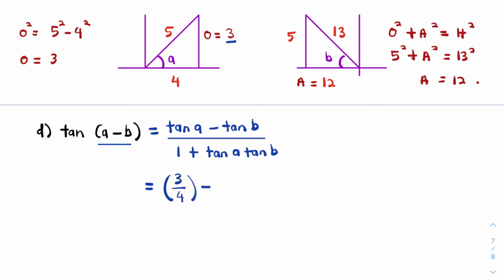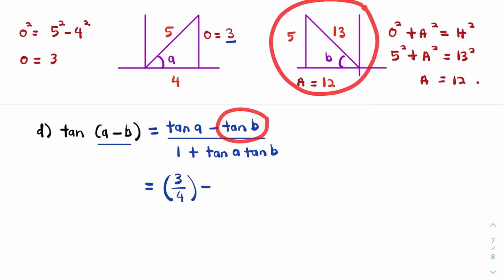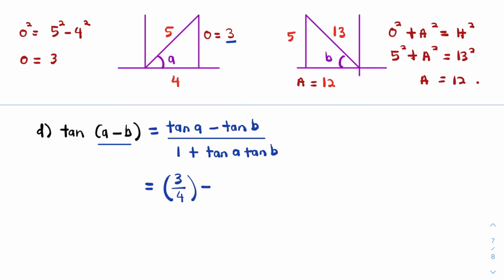Minus, now tangent B, the triangle with the angle B. Because it falls on quadrant 2, for add sugar to coffee, tangent will be negative, only sine is positive. So be careful on that. This one is quadrant 2, so make sure that your tangent is negative. Again, opposite over adjacent: your opposite is 5, your adjacent is 12. So it will become negative 5 over 12.